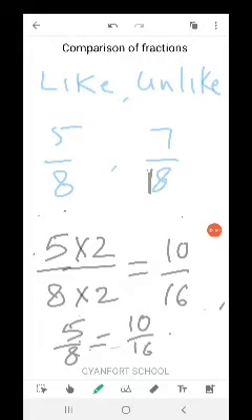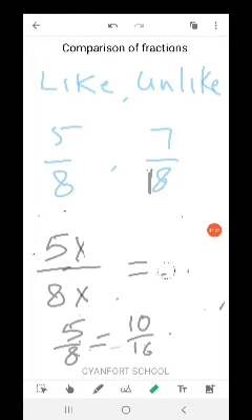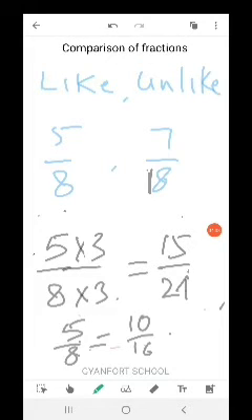Okay, so similarly in 5/8, if we multiply by 3, let's say we multiply by 3 here, so what happens? 15/24. So we can say in that case 5/8 is equal to 10/16 equal to 15/24. All are equivalent. Okay, let me tell you one more way to find an equivalent fraction.